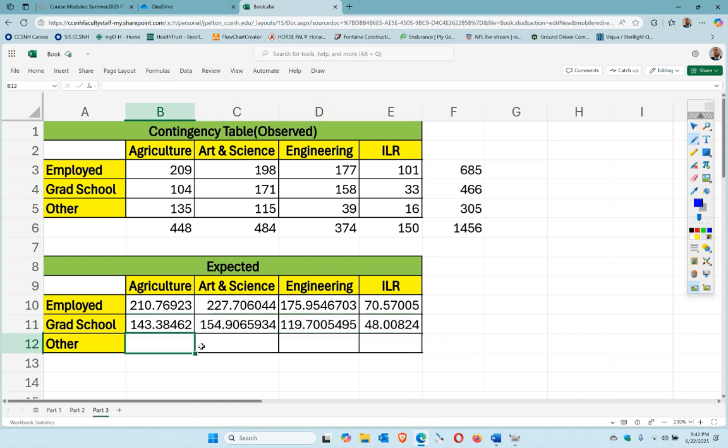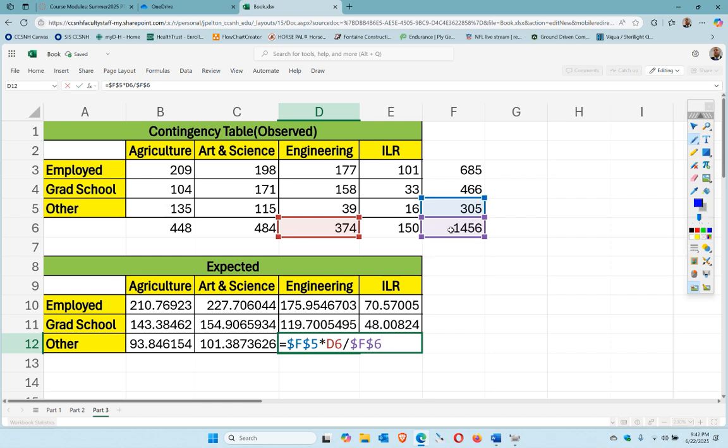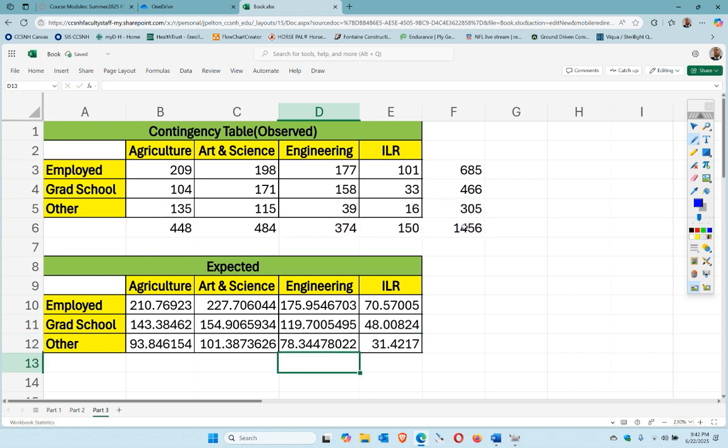Okay, last one. Row times column divided by grand total, right? So if I drag it to the right, I'm not changing the grand total, and I'm not changing the row. I'm only changing the column as I drag it across, right? So I drag it across. Now if I click this, row times column divided by grand total, well, row total, column total, grand total. Or I think they call it table total, but either way.